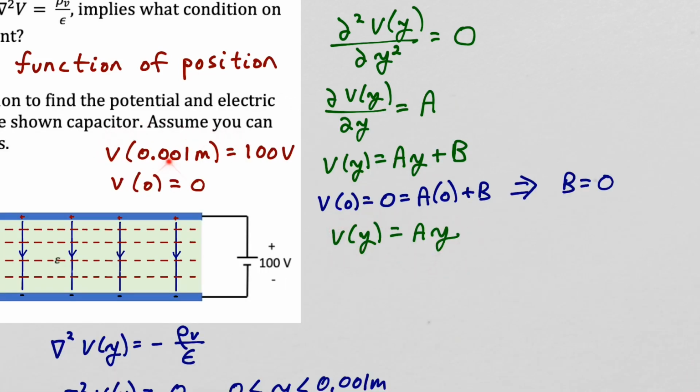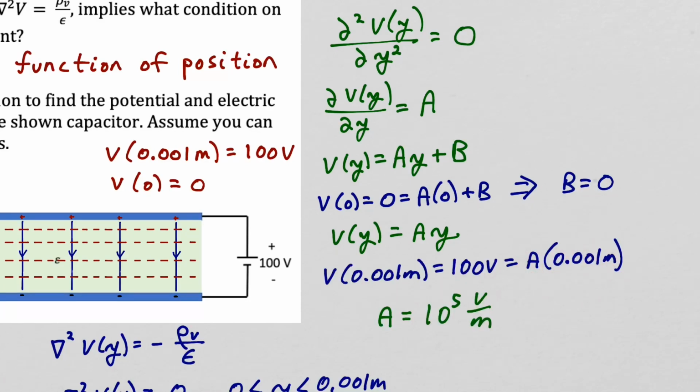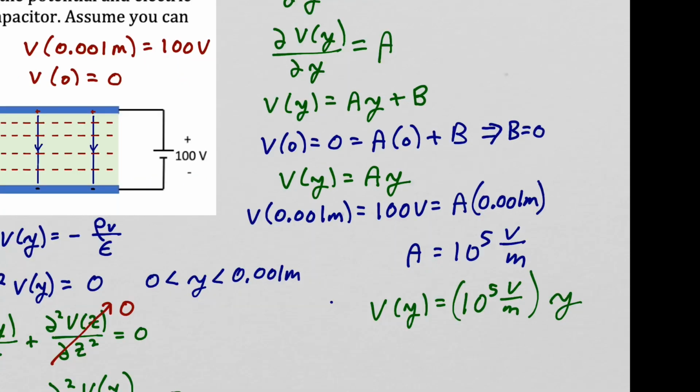So then we can solve for a and obtain 10 to the 5th volts per meter for a, giving us our equation for our potential field. So when you put y in terms of meters, you'll get your potential in volts.